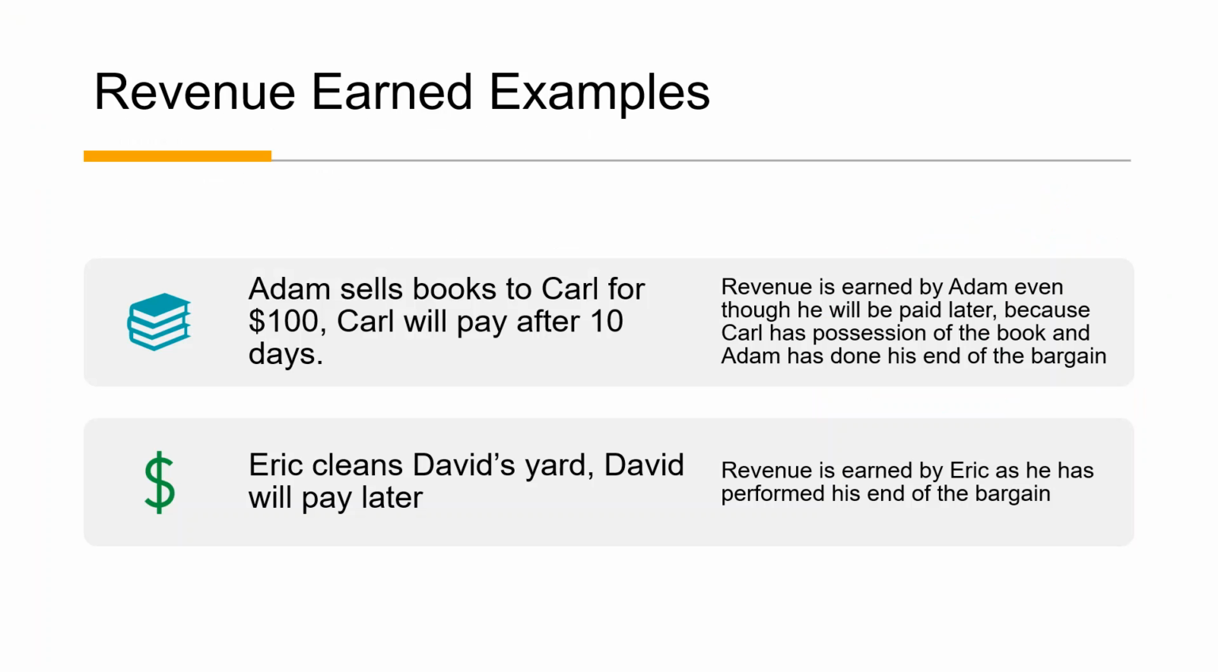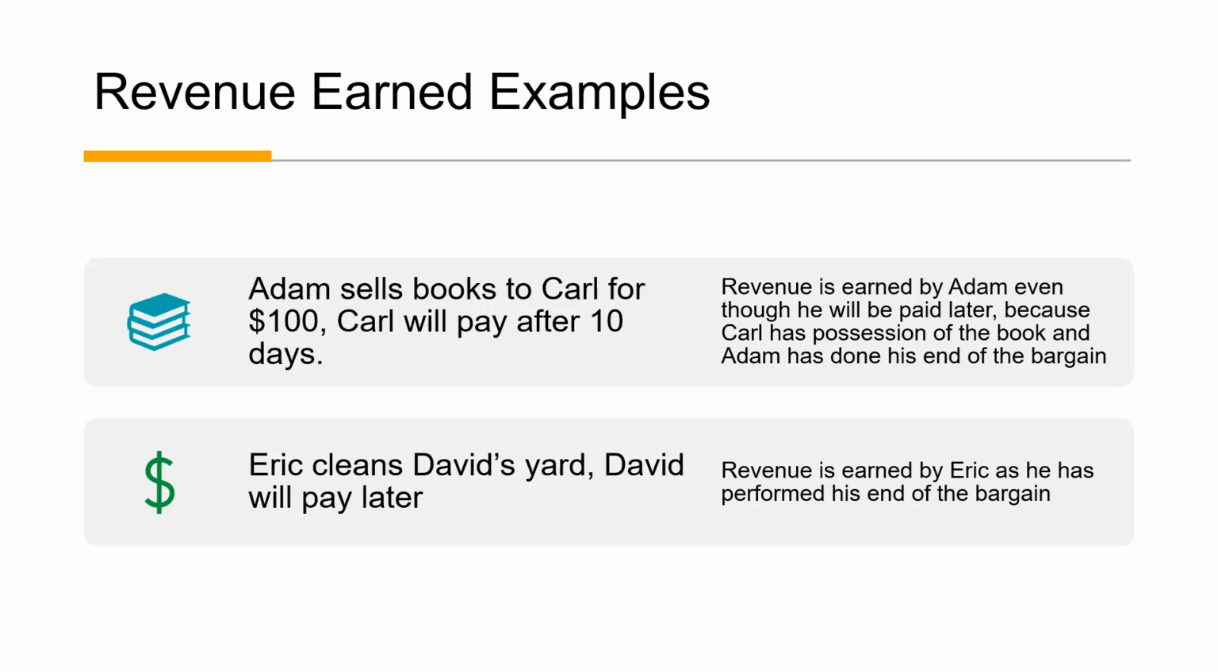Let's say that Adam sells books to Carl for $100, and Carl promises to pay after 10 days. In this case, should revenue be recognized? Well, yes, under accrual accounting, revenue is recognized. Adam has earned the revenue even though he's going to be paid later. It's because Carl has possession of the books and Adam has fulfilled his end of the bargain. Therefore, he can recognize revenue and it's considered earned.